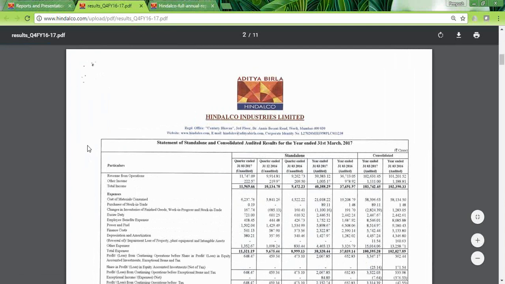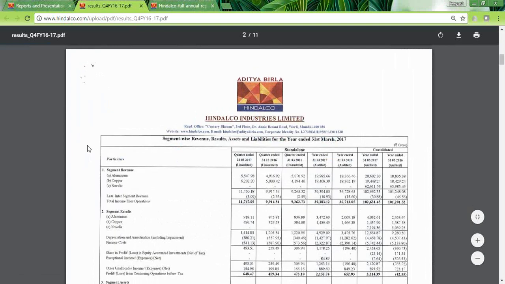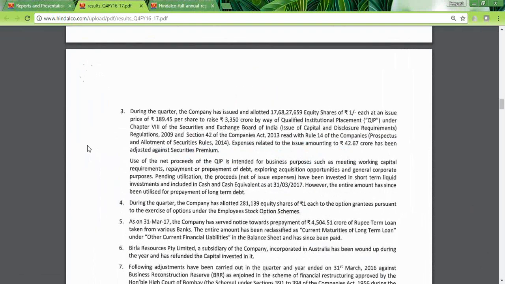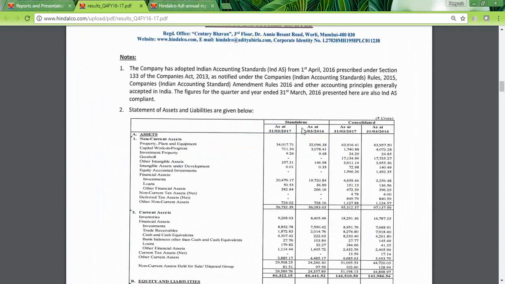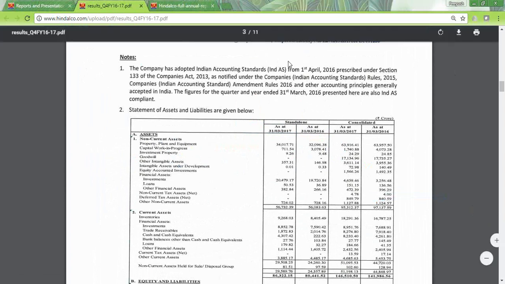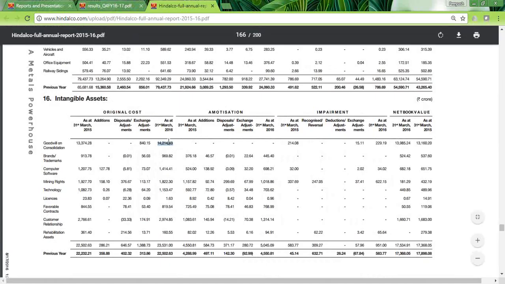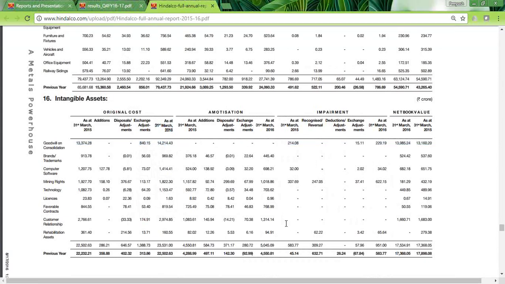So let's go to the consolidated assets and liabilities, that's the consolidated number. If you look at the goodwill number that's available here, it's around 17,000 crore for this year, and equally 17,700 for last year. So the way goodwill gets reported has changed a little compared to the earlier annual report, which said that at the end of 2016 goodwill was 14,214. That number has changed a tad.